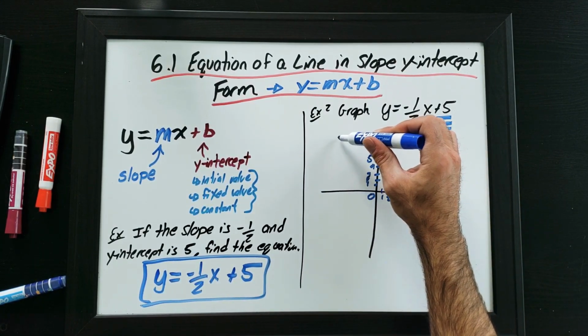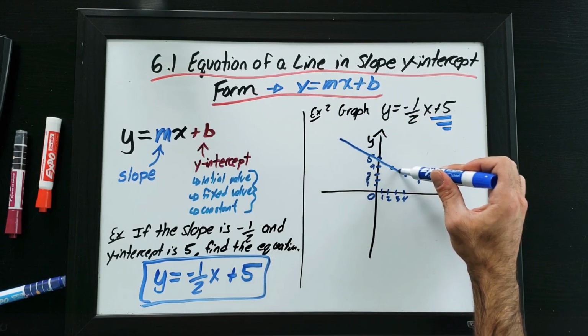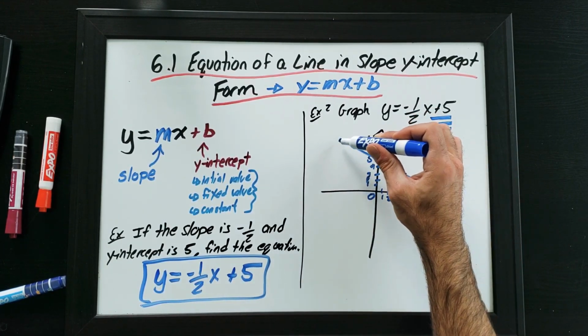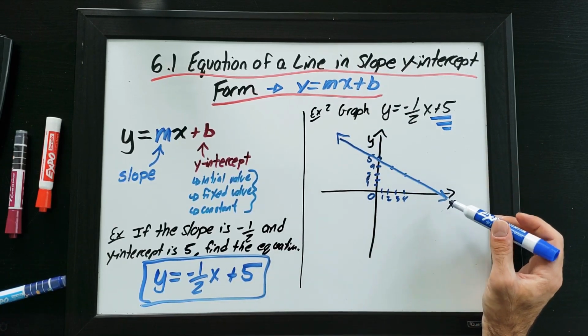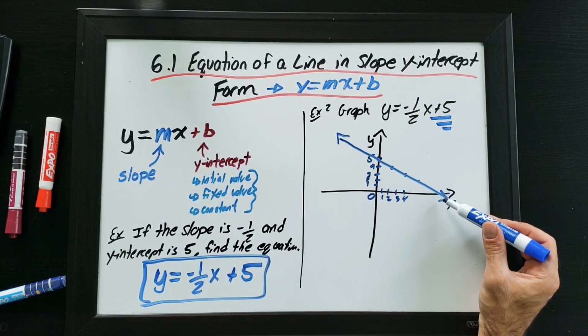I get my ruler, and I draw a line through all the points that continues from one end of my graph to the other, with arrows on both ends. If you don't put arrows on both ends, it's not fully correct, okay, because lines go forever.